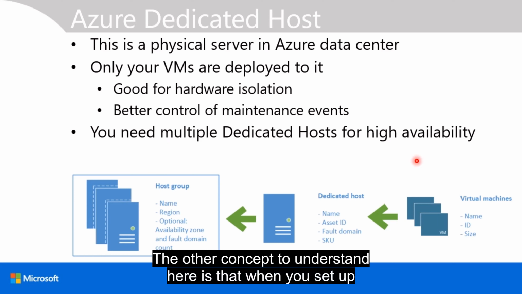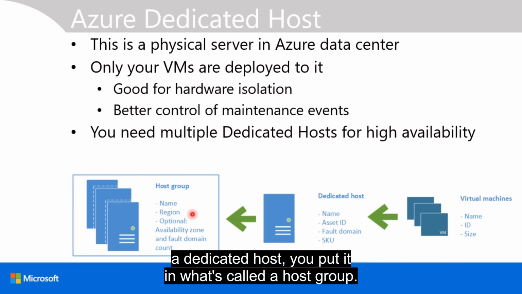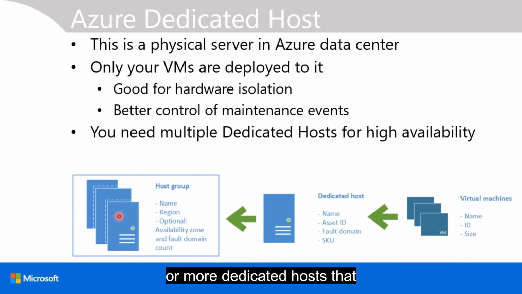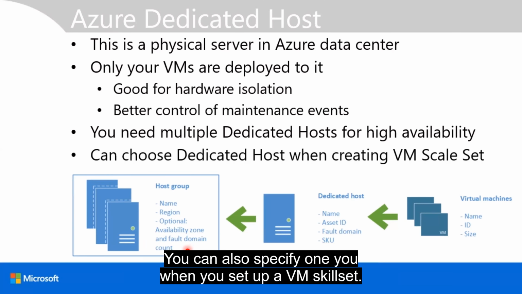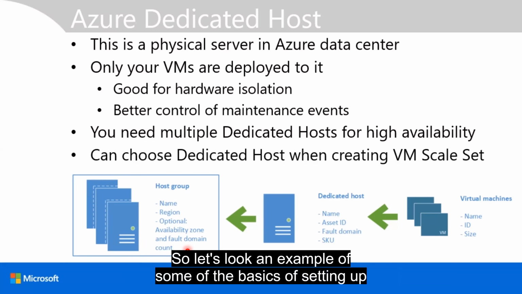The other concept to understand here is that when you set up a dedicated host, you put it in what's called a host group. So a host group is just one or more dedicated hosts that have some attributes specified. What region is it in, possibly an availability zone, and how many fault domains to put in your availability set. You can create an Azure dedicated host in the marketplace. You can also specify one when you set up a VM scale set. So let's look at an example of some of the basics of setting up an Azure dedicated host.